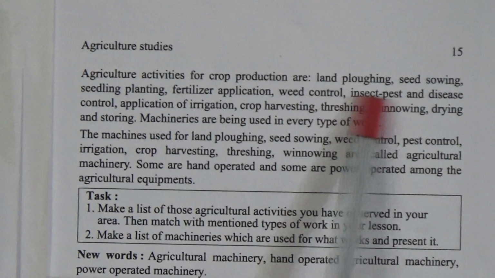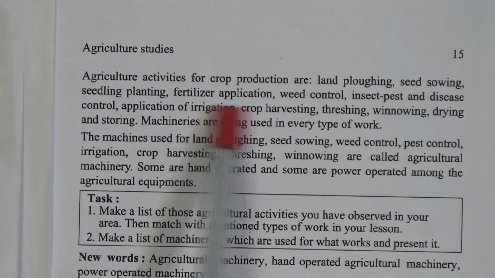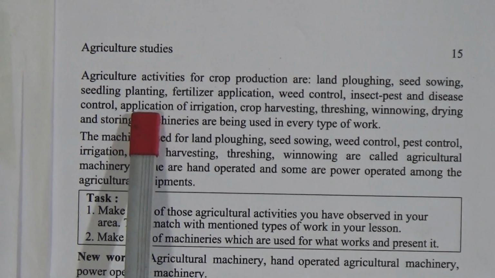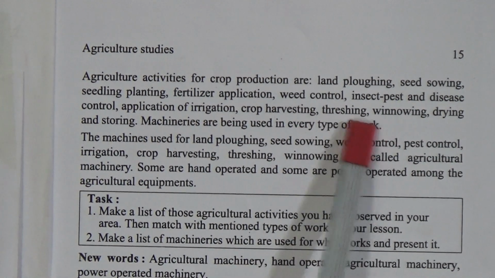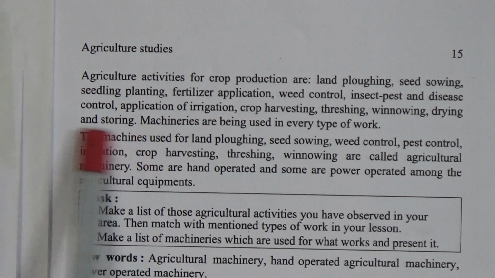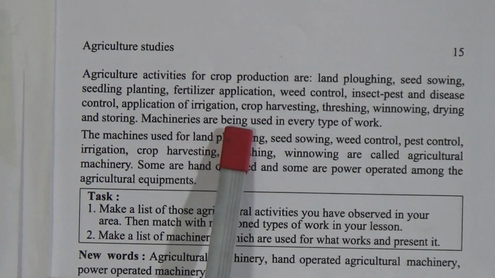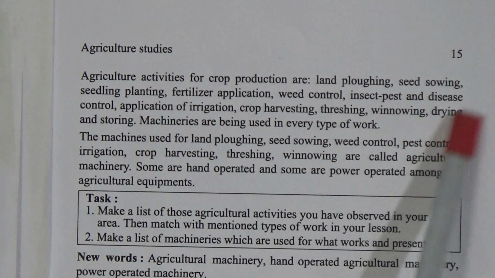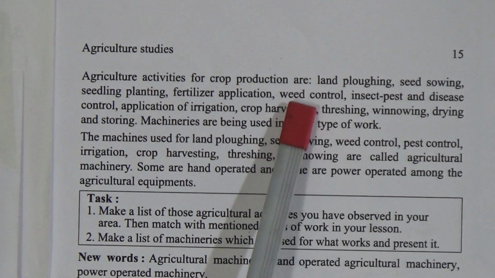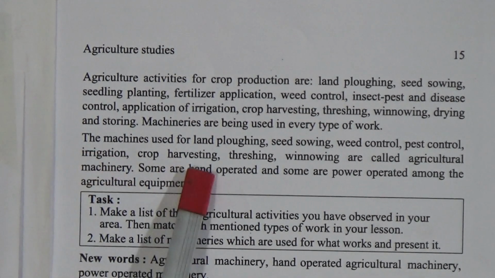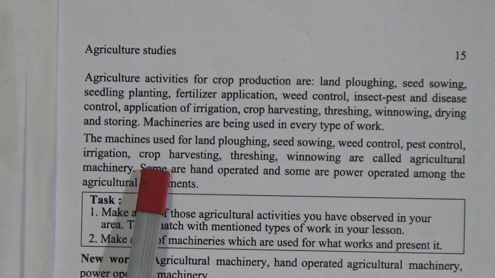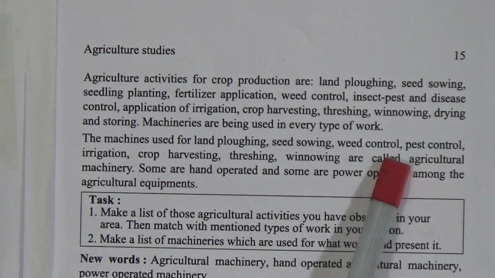Agriculture activities for crop production are land ploughing, seed sowing, seedling planting, fertilizer application, weed control, insect pest and disease control, application of irrigation, crop harvesting, threshing, winnowing, drying and storing. Machineries are being used in every type of work. That means for every type of work we have to use different types of machineries. The machines used for land ploughing, seed sowing, weed control, pest control, irrigation, crop harvesting, threshing, winnowing are called agricultural machinery.